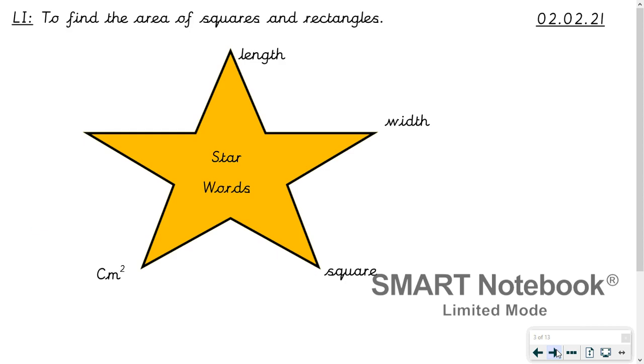On to our learning intention, which today is to find the area of squares and rectangles. Again, length and width are vitally important today. Square, and I've put centimeters, and this 2 here that's raised above, that means squared. Hopefully we're remembering that, because we're going to use it today.